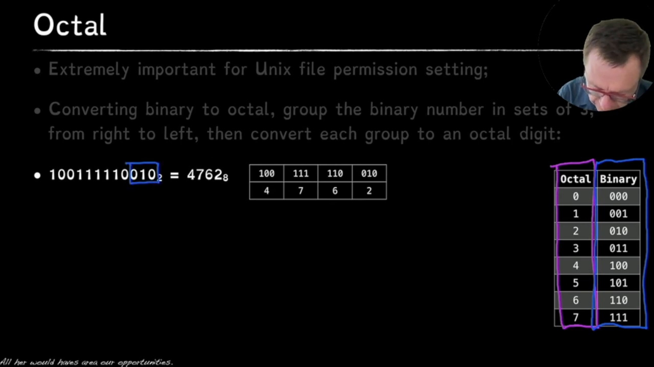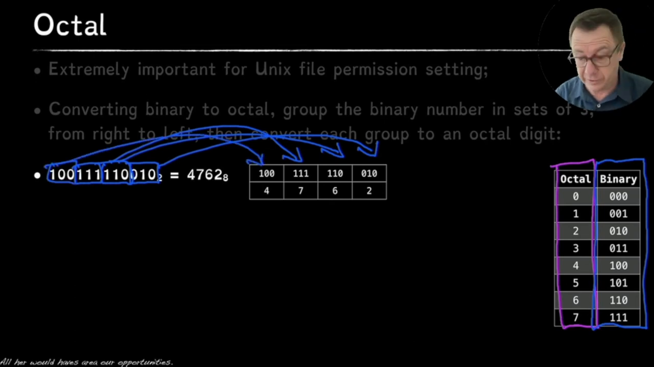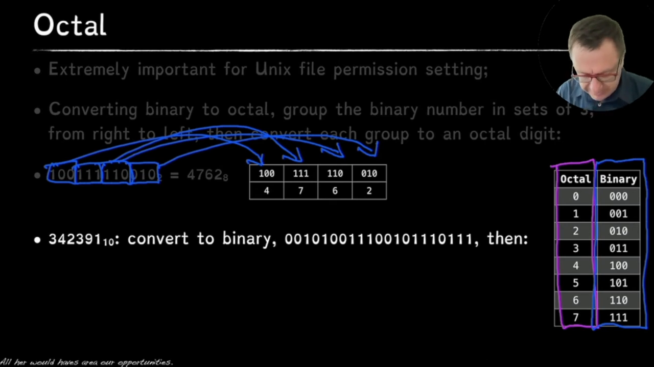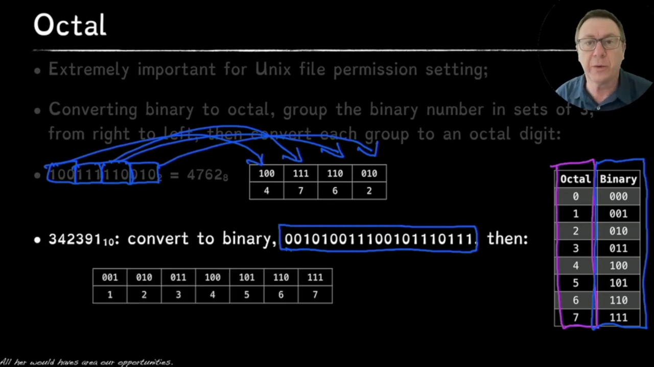Like this. Okay, got it? And then what are we going to do? Well, we're going to have a look now at this number, which is 342,391 base 10. We're going to convert to binary. Are we ready? So this is our binary number. Already done it for you. Then we're going to group like this. Okay?